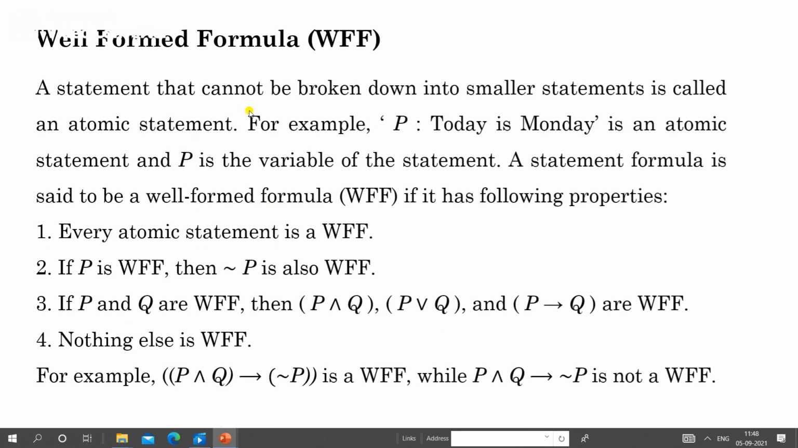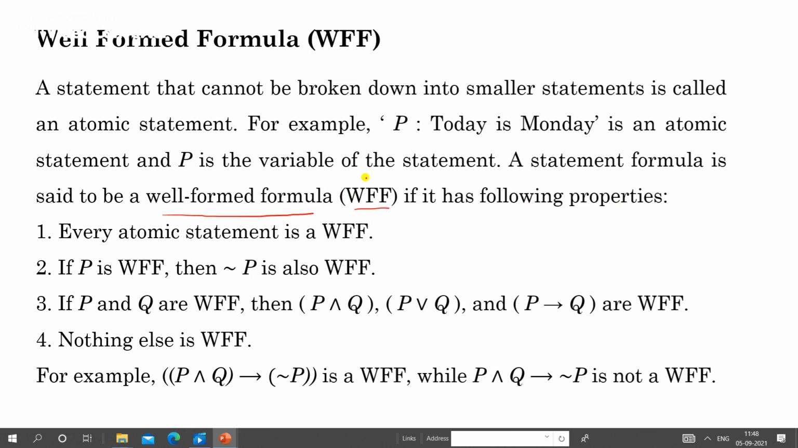A statement that cannot be broken down into smaller statements is called an atomic statement. For example, P, today is Monday, is an atomic statement. And P is the variable of the statement. A statement formula is said to be a well-formed formula, in short WFF, or sometimes we say well-defined formula, if it has the following properties.